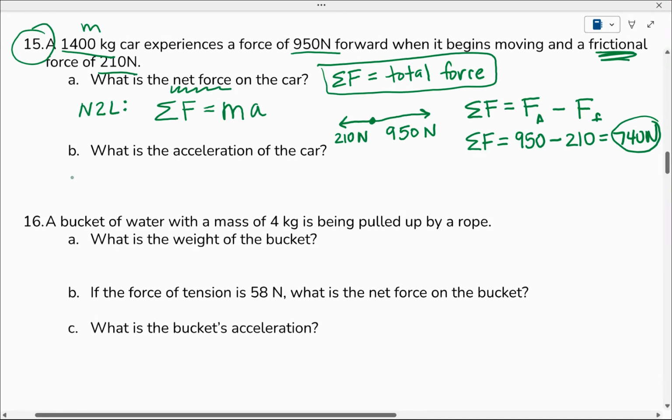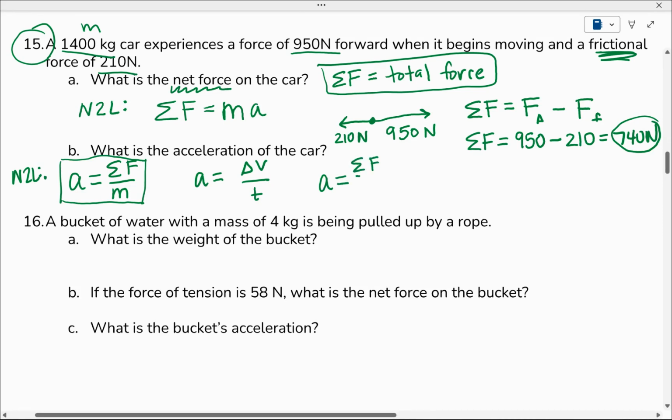For part B, the acceleration of the car can be found with net force divided by mass. This is also Newton's second law. Another way to find acceleration is using change in velocity over time. The one that's going to work out for this part is Newton's second law equation. Acceleration is the net force divided by the mass.